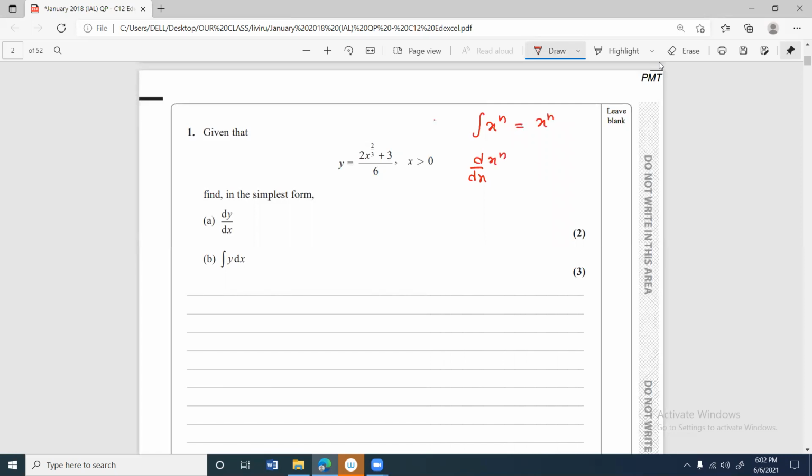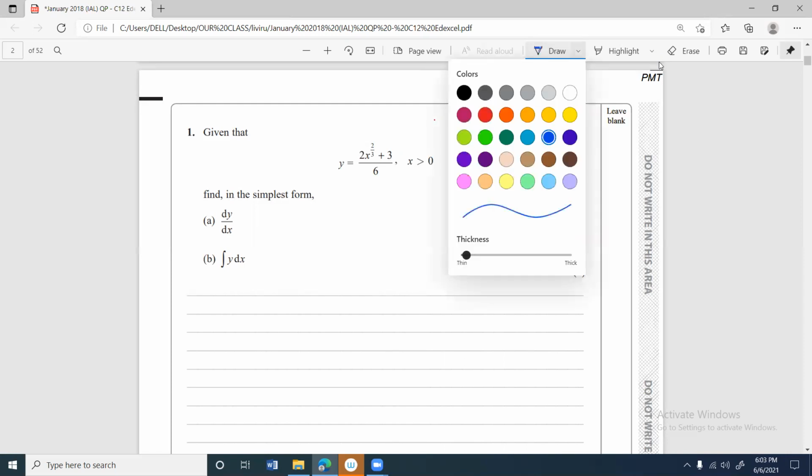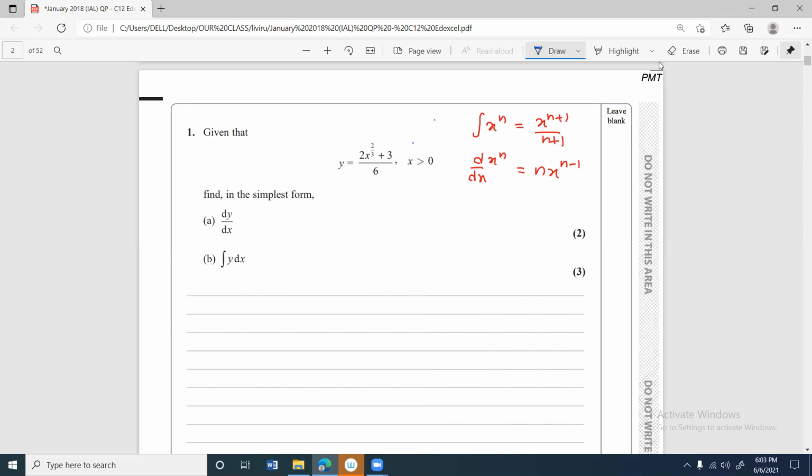It is x to the power n plus 1 over n plus 1 for integration, and n x to the power n minus 1 for differentiation. Initially what we need to do is convert this into the form of x to the power n. Here we can say 2x to the power 2 over 3 divided by 6. I can divide these individual terms by this 6. So it turns out y equals 1 over 3 x to the power 2 over 3 plus 1 over 2.